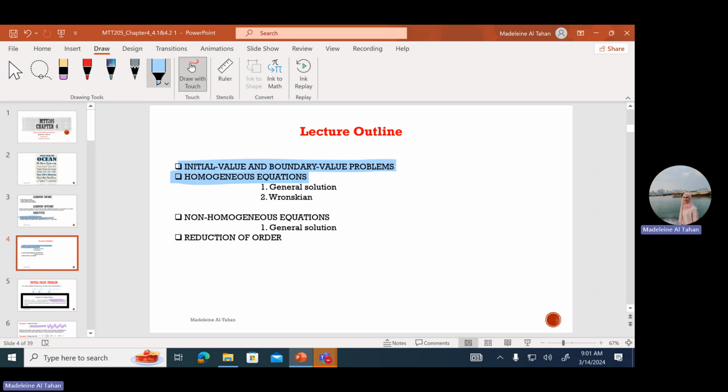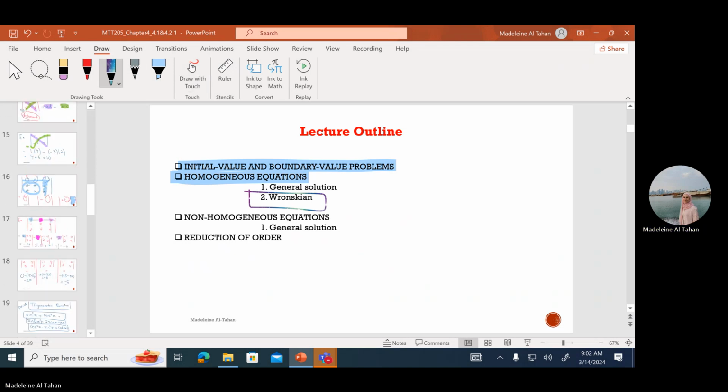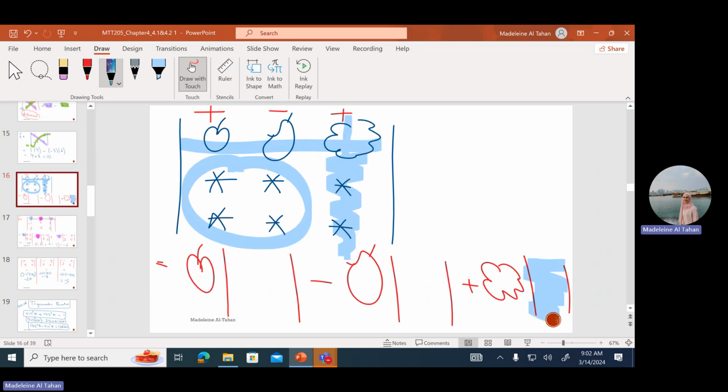We need to find something known as the Wronskian. The Wronskian is like a determinant. And if the Wronskian is not 0, then the solutions are linearly independent, so it's a fundamental set of solutions. And if it is equal to 0, then they are linearly dependent. So we talked also about the determinant of a 2 by 2 matrix, how we do it. It's the main diagonal minus the second diagonal. We talked also about the determinant of a 3 by 3 matrix.